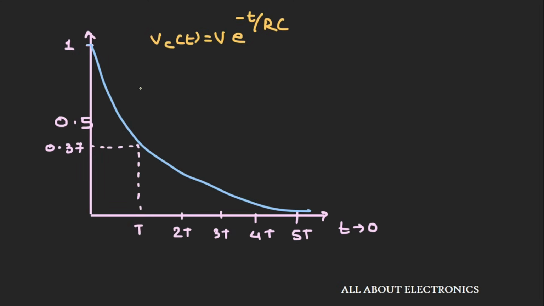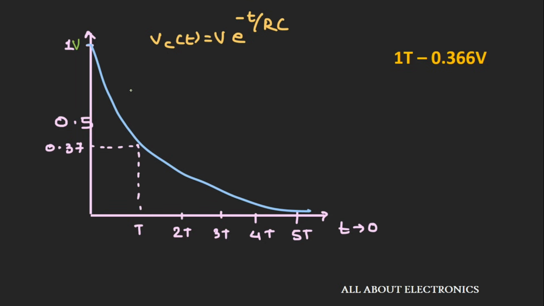At time t is equal to 0, the voltage across the capacitor will be V volt. Now in this equation, if we put the value of t is equal to 1 RC, or 1 time constant, then we will get the capacitor voltage as 0.37 V. So in 1 time constant, the value of the capacitor voltage will be only 37% of the original value.